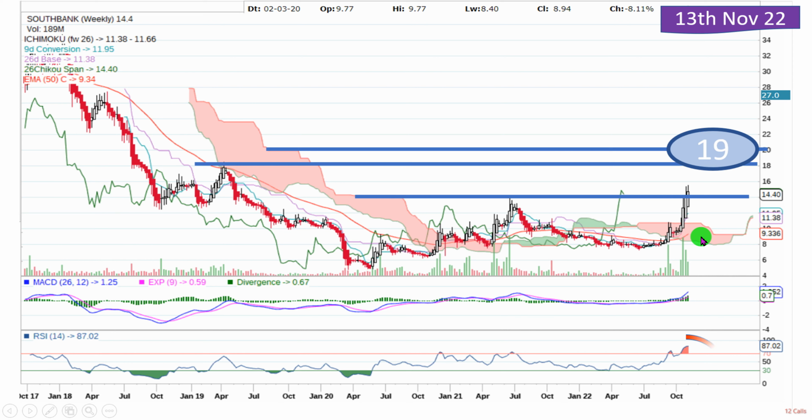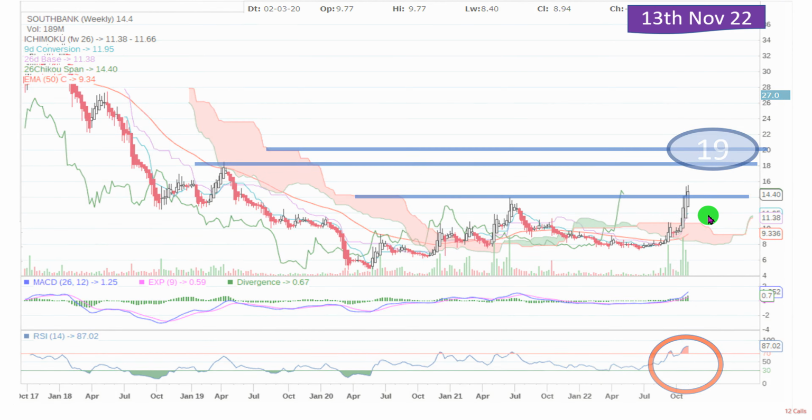Also, we look at RSI, which is highly overbought, so we should expect some consolidation around this range. This movement is not going to happen soon. The share may go for consolidation for a few weeks, 4 to 6 weeks, and then may start a fresh movement here. In order to understand that, we'll look at the next chart.